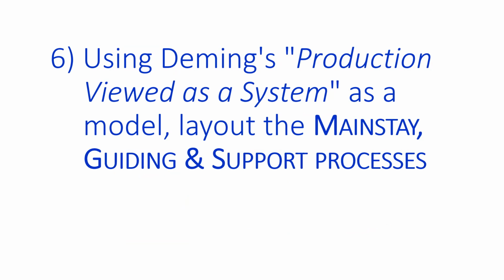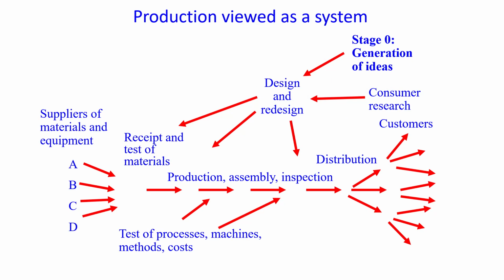Step 6 uses Deming's production viewed as a system as a model to lay out mainstay, guiding, and support processes. You may recall this diagram from Dr. Deming's book, The New Economics.